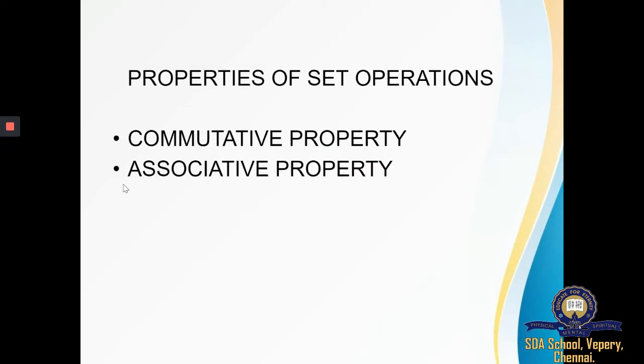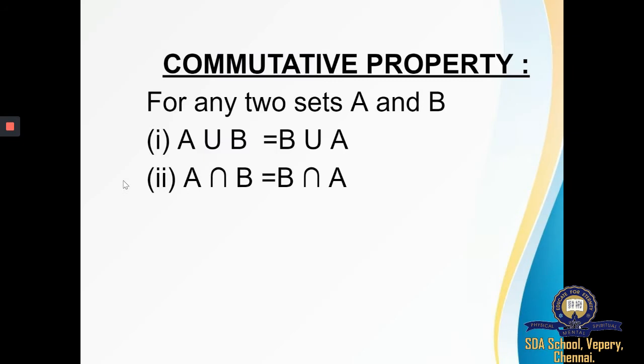The properties of set operations are as follows. The first one is commutative property, and next we have associative property. So initially, let us discuss about the commutative property. So what do we mean by commutative property?